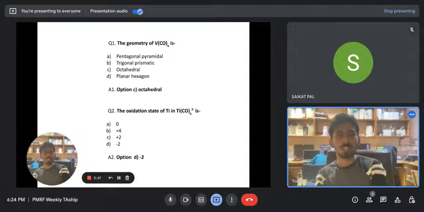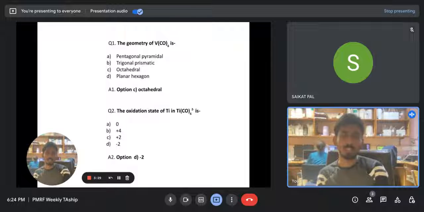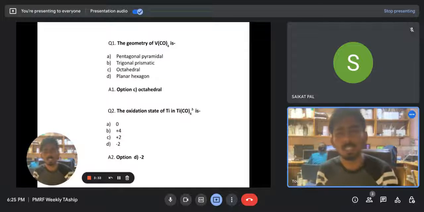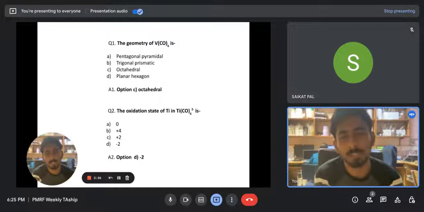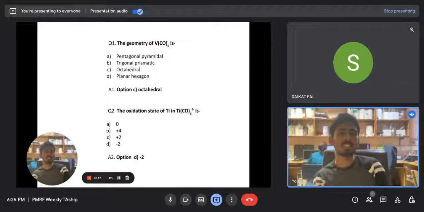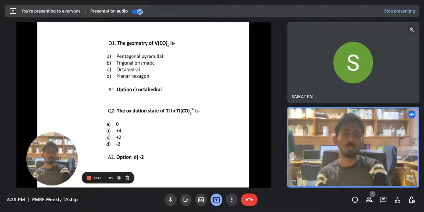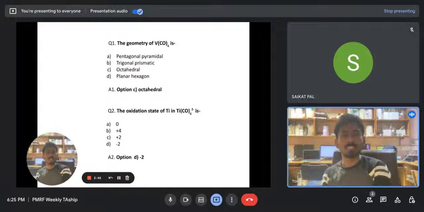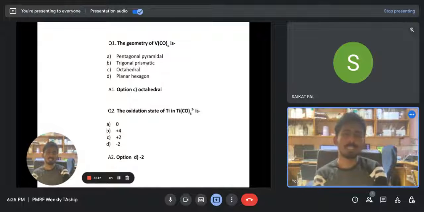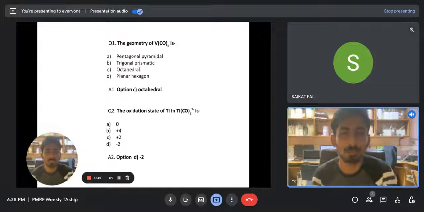For the 17 electron complex, the structures given in multiple choices are pentagonal pyramidal, trigonal prismatic, octahedral, or planar hexagon. The correct answer is octahedral. V(CO)6, having six CO molecules, will have four in the equatorial plane and two in the axial position. So V(CO)6 is an octahedral moiety.